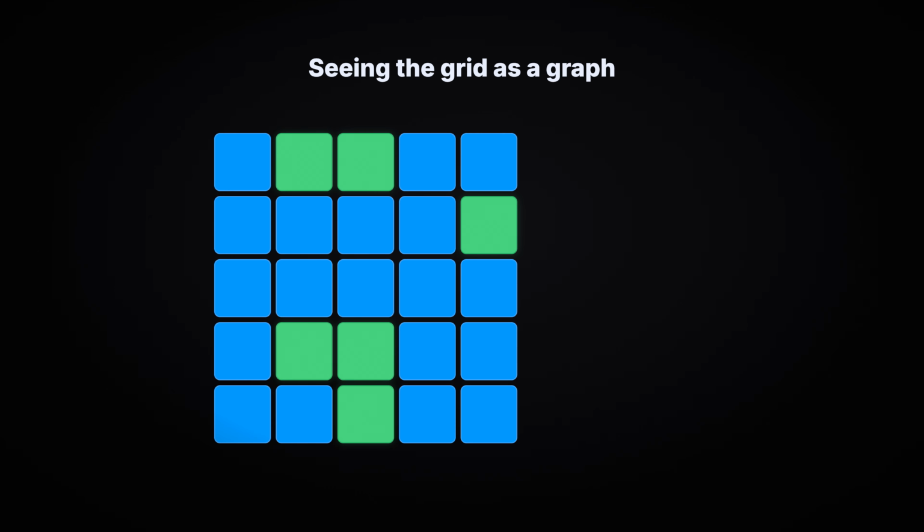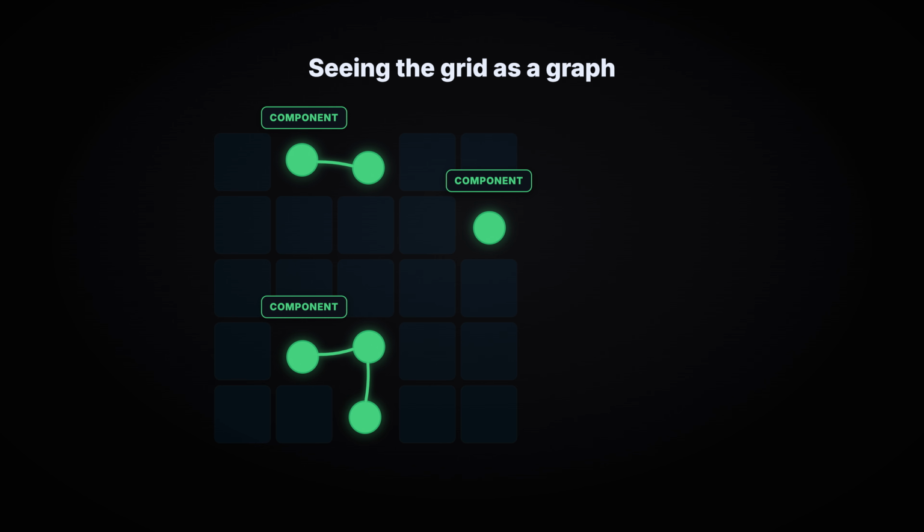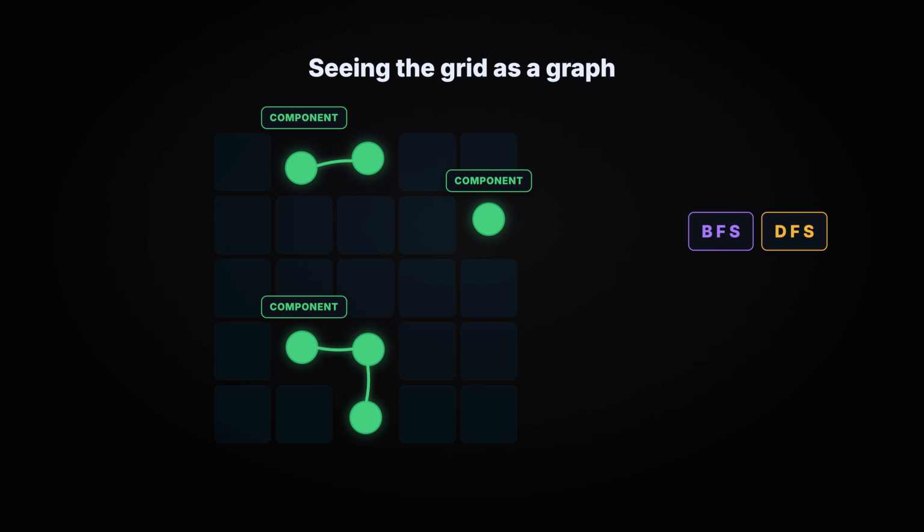The trick is to see this grid as a graph. Think about it. Each land cell is like a node. And if 2 land cells are touching, that is like an edge between them. So an island is nothing but a connected group of nodes, a connected component. And we already know how to explore a connected group of nodes, with BFS or DFS. That is the whole idea.